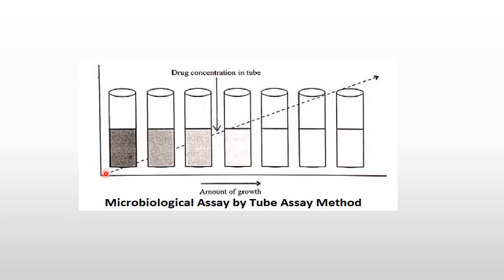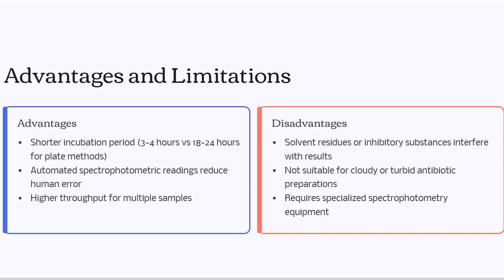Then we determine the unknown concentration by plotting the concentration of the test solution or standard solution on the x-axis and the absorbance on the y-axis. From this we can calculate the unknown concentration.